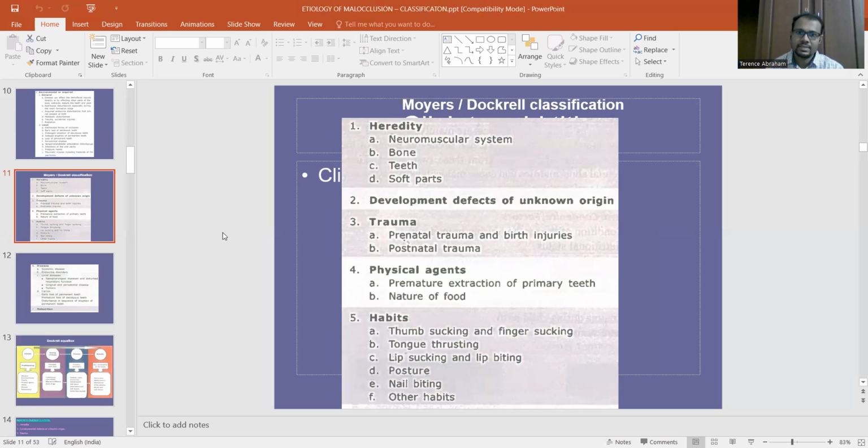Then developmental defects, and trauma, prenatal trauma or postnatal trauma, and physical agents, such as the nature of the food. Early in ancient times, our ancestors' food was uncooked food, mainly uncooked vegetables or uncooked meat. So lots of fibers were there in their food content. Because of the chewing, the heavy load of mastication, there was proximal as well as occlusal attrition in those times.